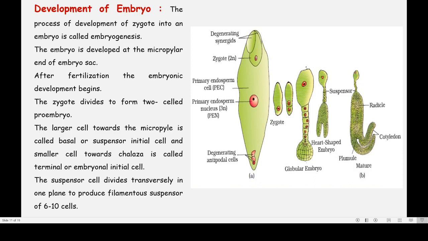Now let us see embryo formation, that is the development of zygote into an embryo, which is also known as embryogenesis, and it generally occurs at micropylar end. That means here at micropylar end we are having the zygote, and thus here only the embryo will develop. So here you can see different stages of embryo development. We'll be discussing this in detail.